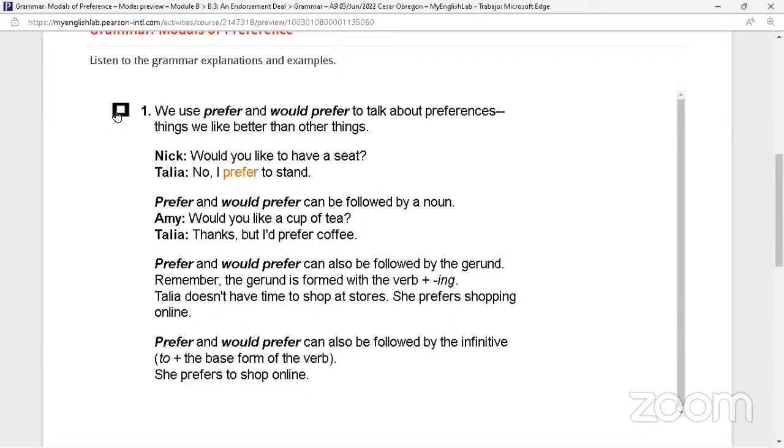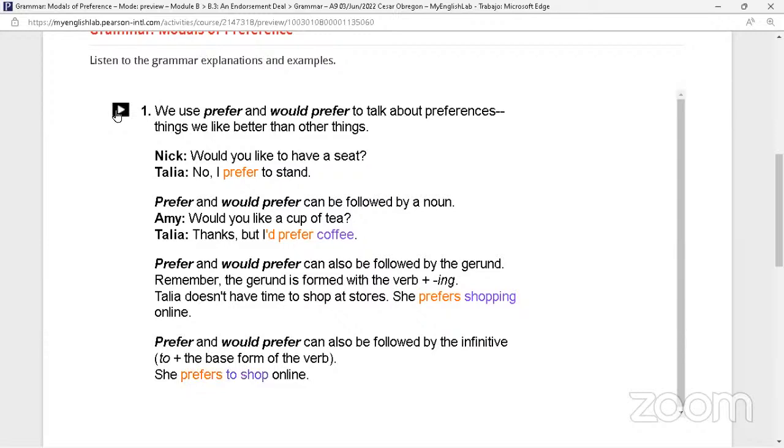Prefer and would prefer can be followed by a noun. Would you like a cup of tea? Thanks, but I prefer coffee. Prefer and would prefer can also be followed by the gerund. Remember, the gerund is formed with the verb plus ing. Talia doesn't have time to shop at stores. She prefers shopping online. Prefer and would prefer can also be followed by the infinitive, to plus the base form of the verb. She prefers to shop online.